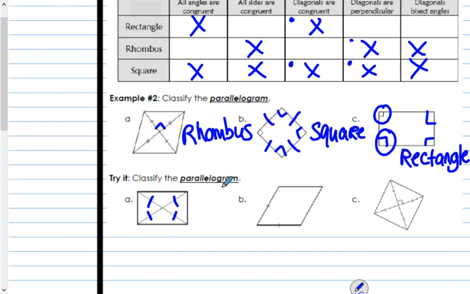Looking at that shape, is there any other information that tells us it's a square? Do we know if the sides are congruent? No. We don't know if the angles were being bisected. So all we can prove is that it's a rectangle.